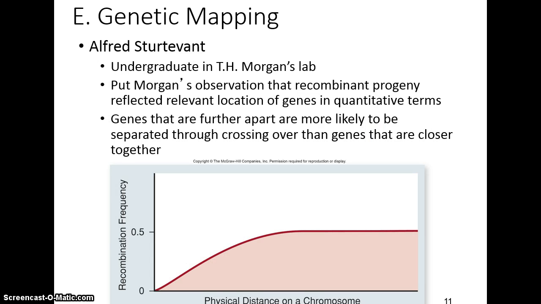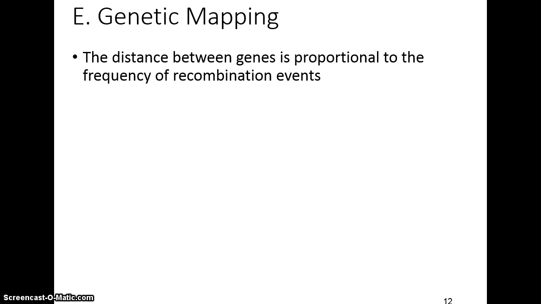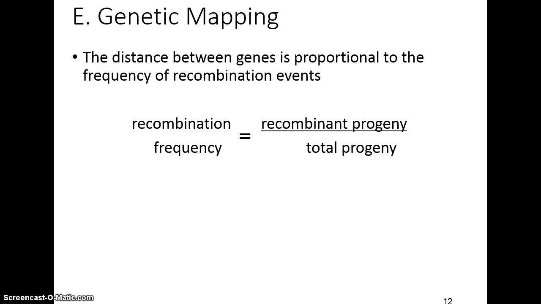Alfred Sturtevant was the person who discovered this, and he was an undergrad in T.H. Morgan's lab. And he basically made a standard by which you could determine the length between different traits on the same chromosome. Genes that are further apart are more likely to be crossed over or on separate chromosomes in a crossing over event than genes that are closer together. And the distance then is proportional to these recombination events. This doesn't make sense yet. We're going to do some problems where it will.